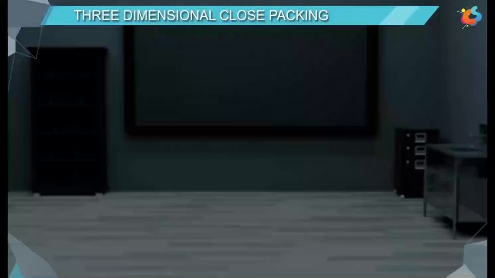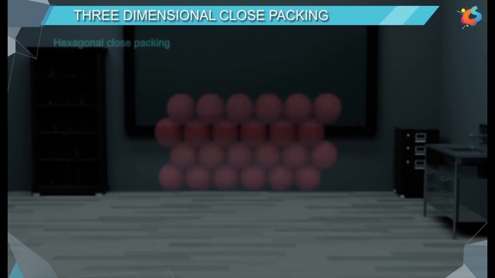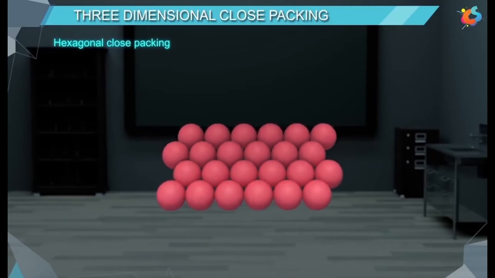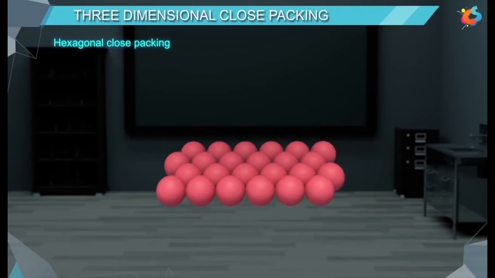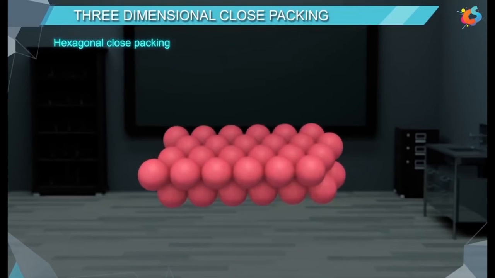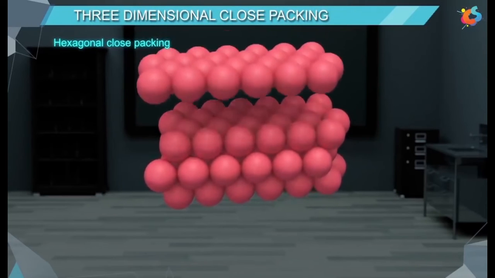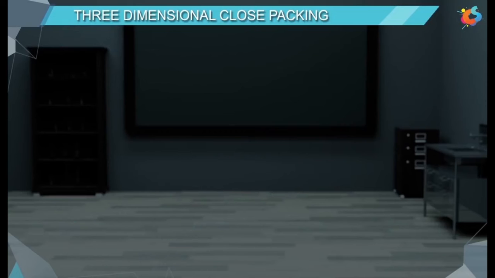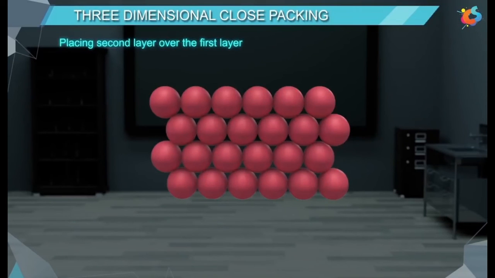Three-dimensional close packing from two-dimensional hexagonal close packed layers. The three-dimensional hexagonal close packed structure can be obtained by placing two-dimensional hexagonal structures one layer above the other. Placing second layer over the first layer. Let us take a two-dimensional hexagonal close packed layer A.